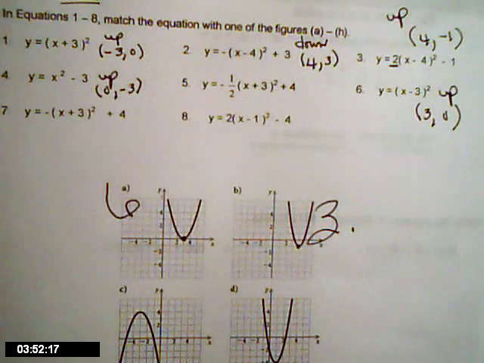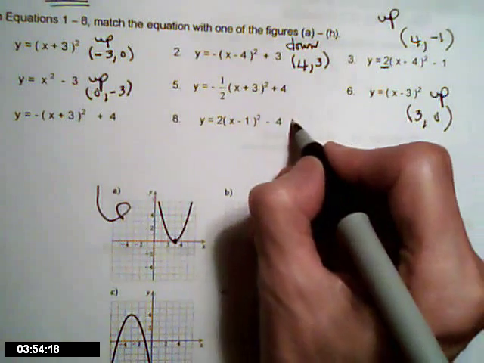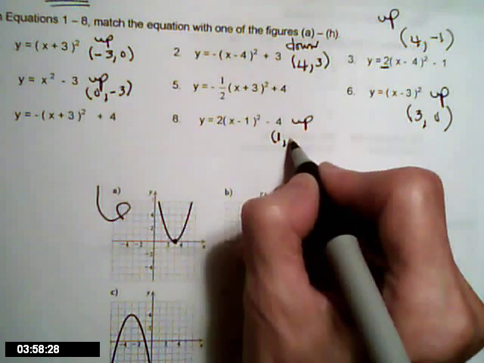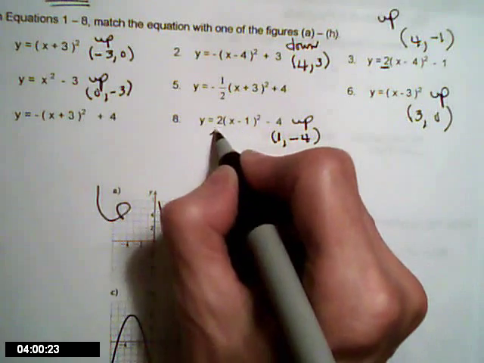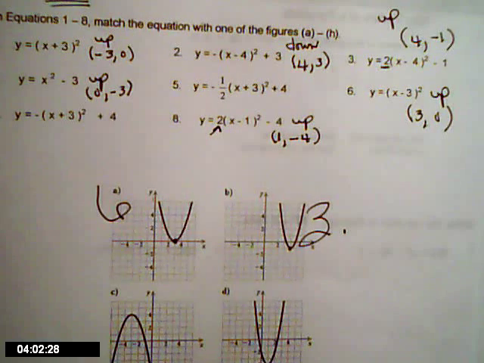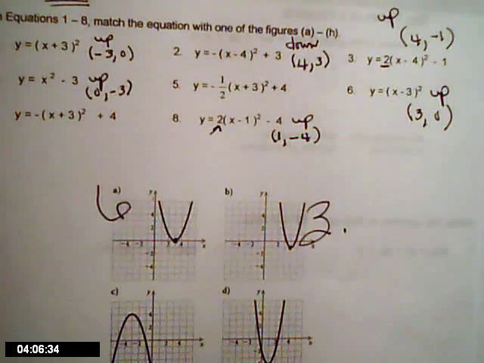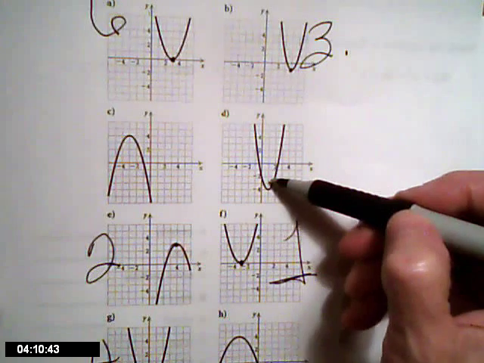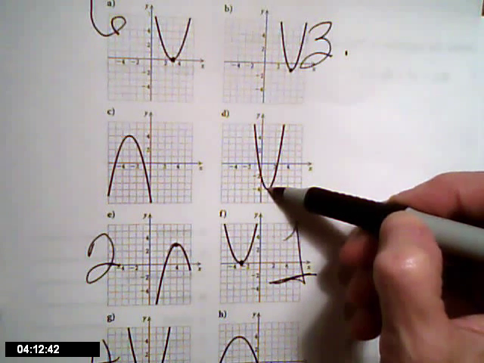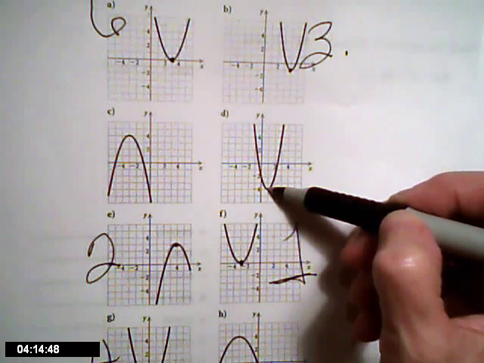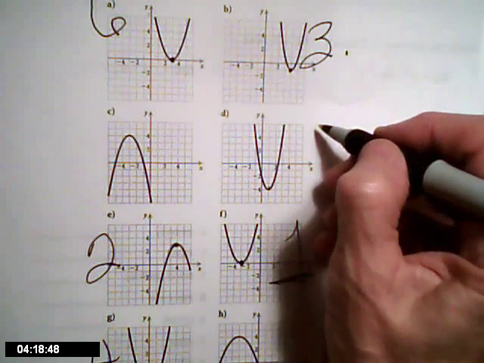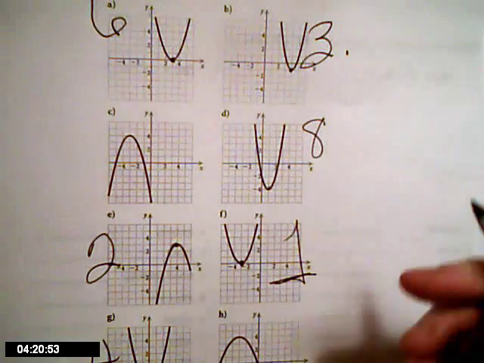Again, I'm going to skip over and look at number 8. Opens upward, a vertex of positive 1, negative 4. Now you note the 2, but we'll take a look at that. Opening upward at D, we have positive 1, negative 4. And let's see if we have another. I believe that's all we have. It's going to have to be number 8 for D.